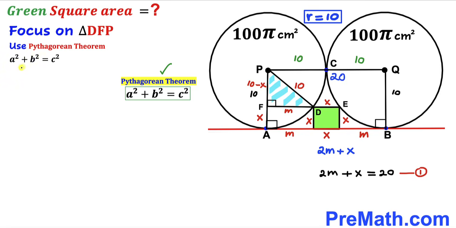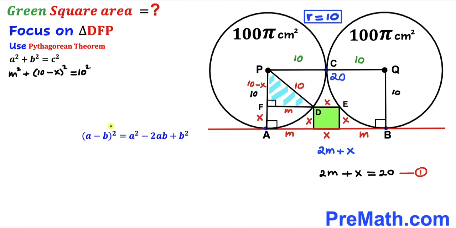And let's go ahead and fill in the blanks. So we got m square plus 10 minus x whole square is going to be equal to 10 square. And now let's recall this famous identity: a minus b whole square could be written as a square minus 2 times ab plus b square. We are going to apply this identity on this binomial. So therefore we could write this one as m square plus 100 minus 20 times x plus x square equals to 100 on the right hand side.